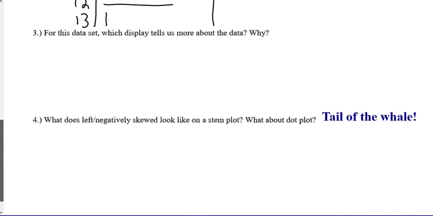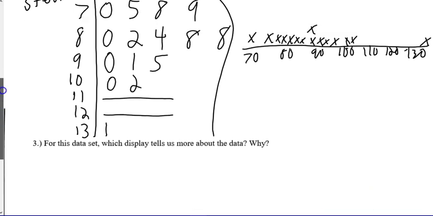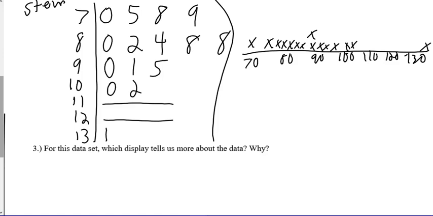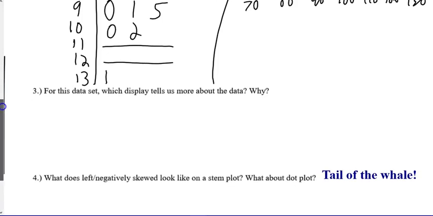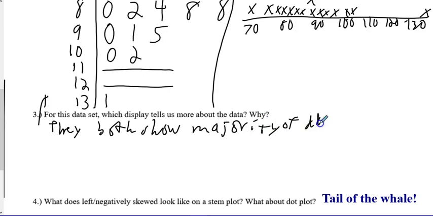Okay, so which tells us more about the data and why? For this data set, which tells us more about the data and why? Me personally, I kind of get the same information from both. So they both show the majority of the data is from around 70 to 100. I mean 102 technically, but in that range. And then 131 is what we call an outlier.